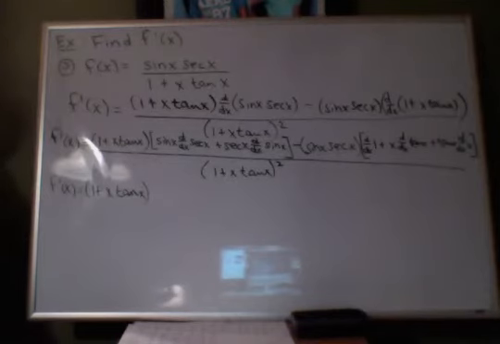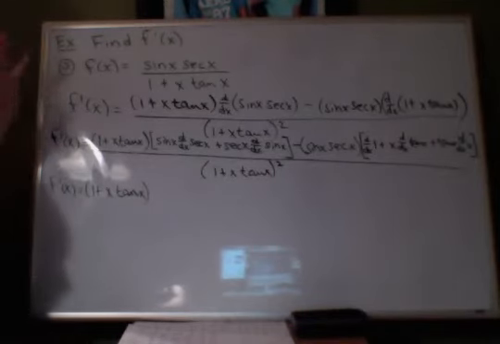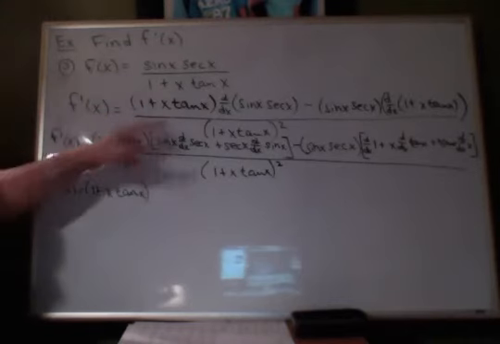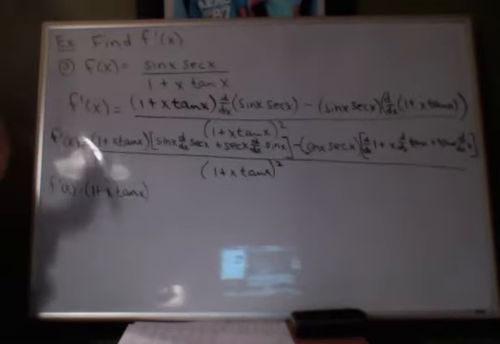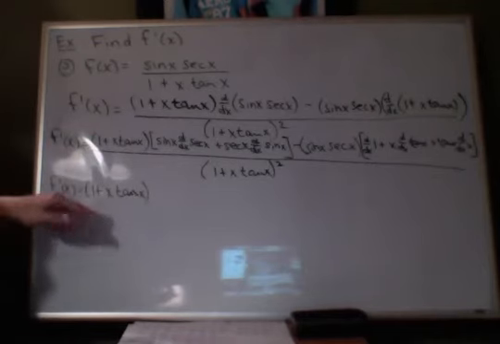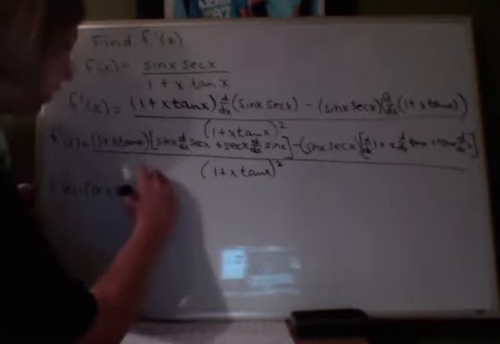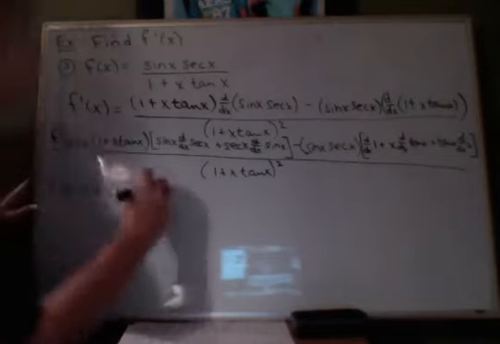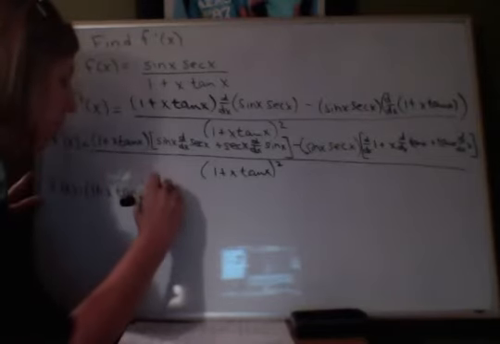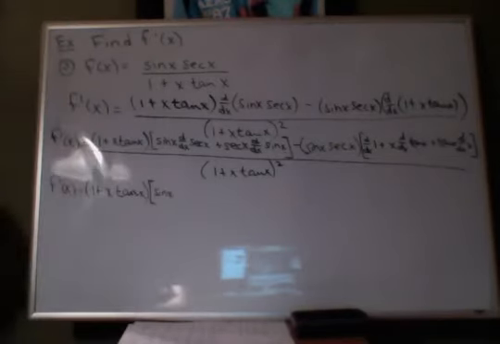And try to be neat about your writing. Don't try to squish all of this in one line of paper. Because it will make your life easier in the end. Because, for instance, if you miss, like writing the x with the tangent x, it's going to throw the whole problem off. So then in this first bracket, we're going to have sine x times the derivative of secant x.